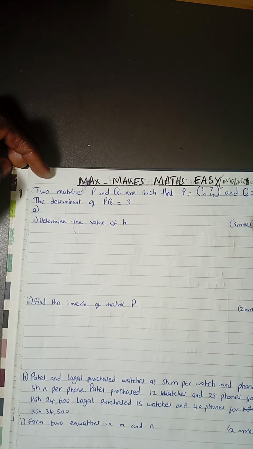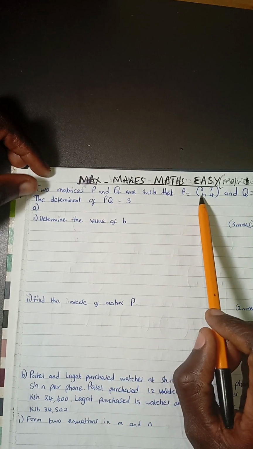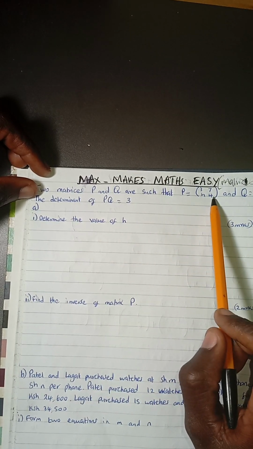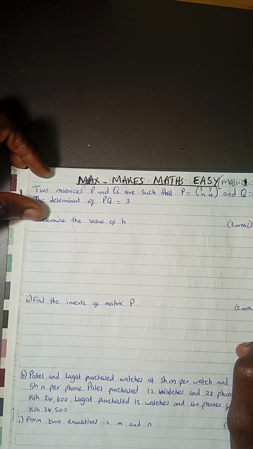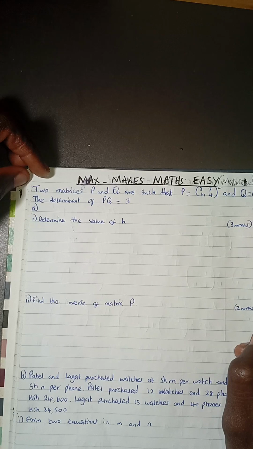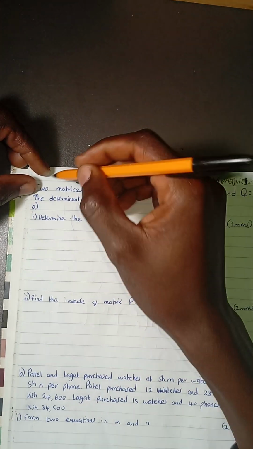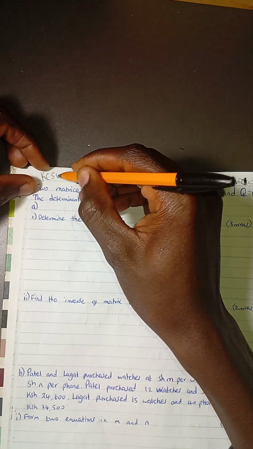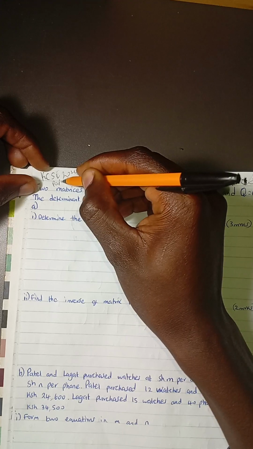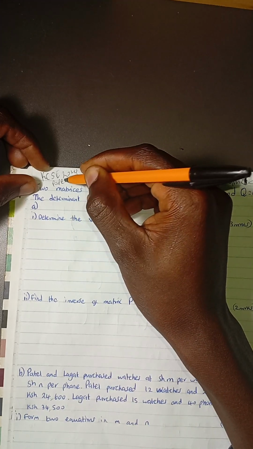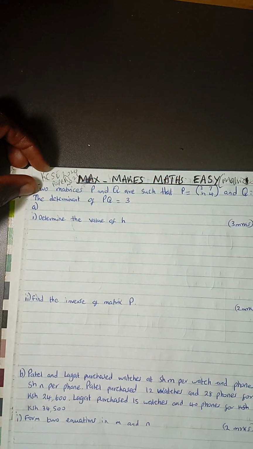So let's dig into a question that reads: two matrices P and Q are such that P is equal to [3, 7; h, 4] and Q is equal to [5, -4; 3, -2]. Also, I can remind you that this question was a KCSE 2024, paper 1, number 21, I think. Yes, the 21.